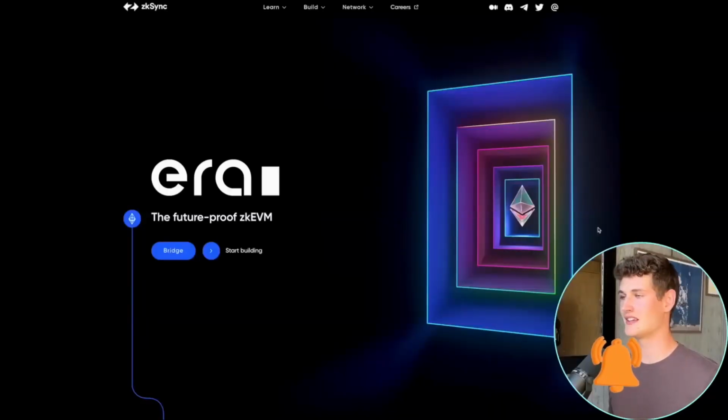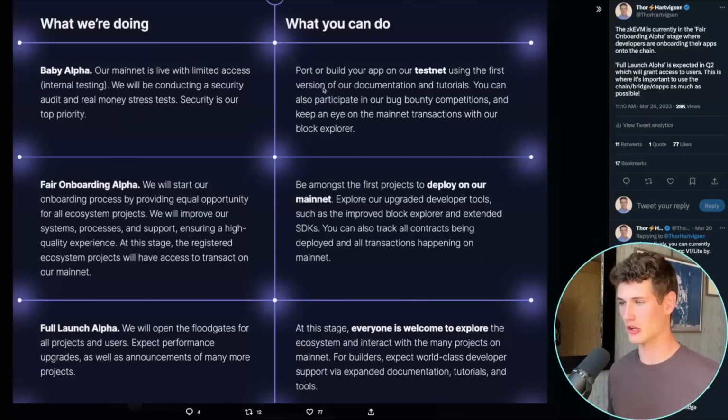Now, zkSync just released their zero knowledge EVM in the so-called full launch alpha, which essentially means that this chain is now open for users to interact with. For a long time, they've been in either baby alpha or this Fair Onboarding Alpha, where dApps have been using the testnet. They've been busy working on deploying on this mainnet so that once it is open for users, well, there is something to interact with.